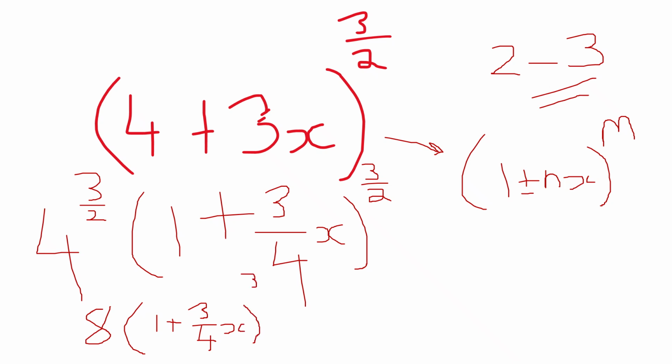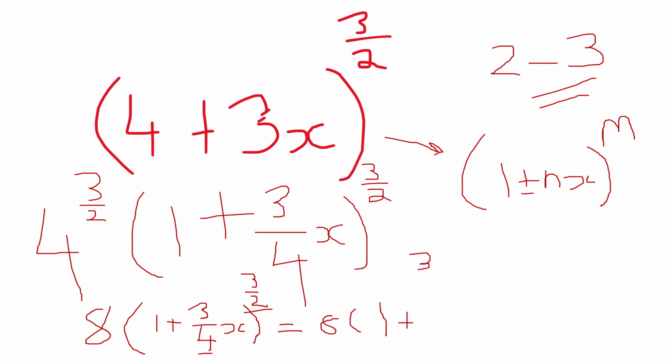I'm now going to use the formula which is given to me, which is 1 plus or minus nx to the power of m equals 1 plus or minus nx, plus n(n minus 1) over 2 factorial times x squared, plus dot dot dot, plus n(n minus 1)(n minus 2) all over 3 factorial times x cubed. So what is this going to be? Well, I'm going to have 8 brackets. I'm going to have 1 plus 3 quarters times 3 halves x.